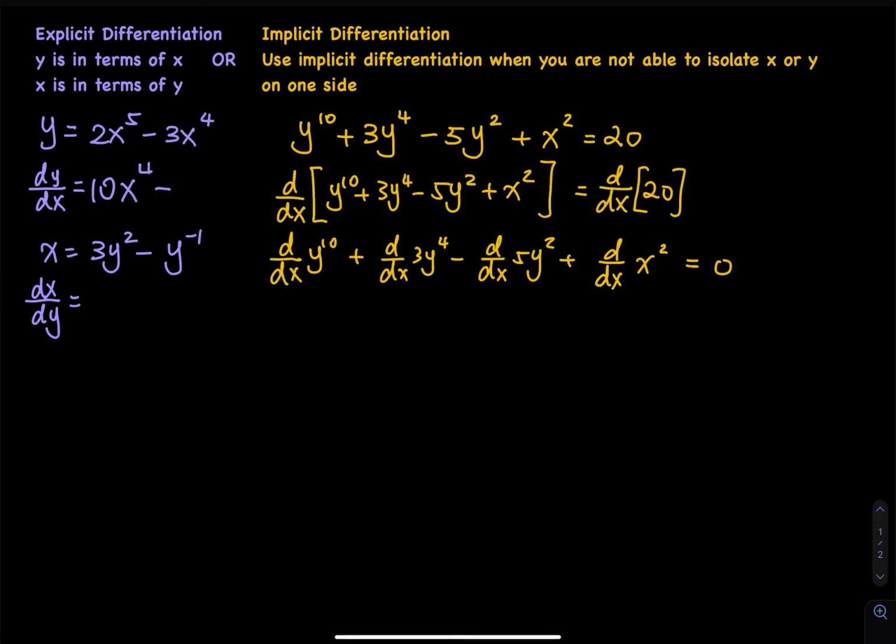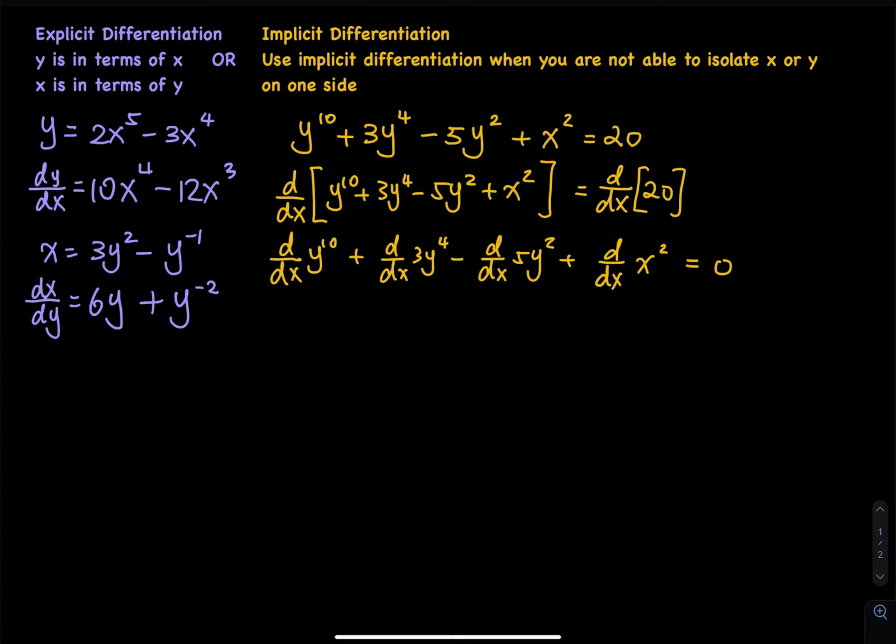And then bring the 4 down. So you have 12. 4 minus 1 is equal to 3. And then the other one, x equals 3y squared minus y to the negative 1. dx/dy, so you are taking the derivative of x with respect to y. With respect to y means you are treating y as an independent variable. So you bring the 2 down, so you have 6y to the first power. You bring the negative 1 down, you have negative minus 1, so that gives you a plus. Negative 1 minus 1 is equal to negative 2. So this is explicit differentiation.